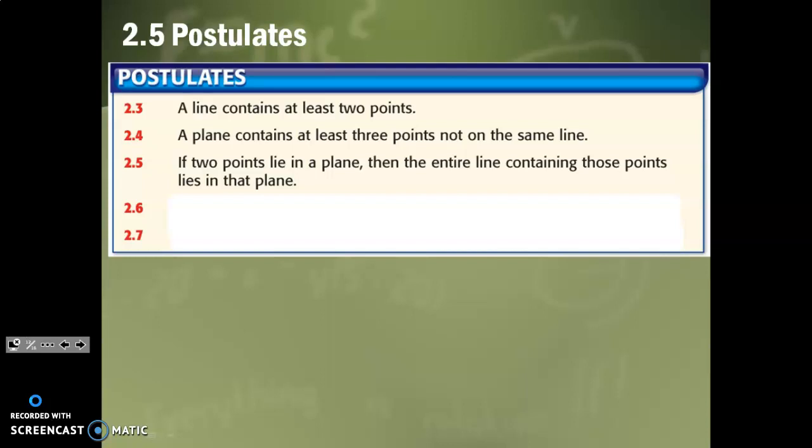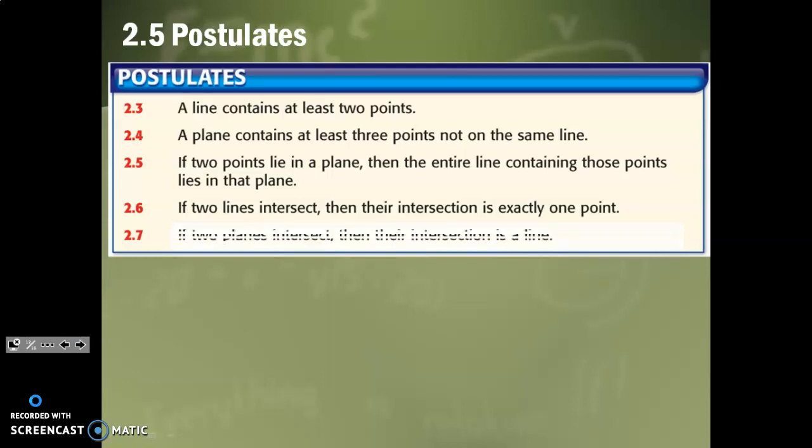If the points lie in the plane, then the line containing those points also lies in the plane. That's what this is saying. And this is what I encourage you to do: try to make up your own terminology for each of these postulates, if you get the idea of it. Two lines that intersect will only intersect at exactly one point. And two planes intersecting will show the intersection as a line.